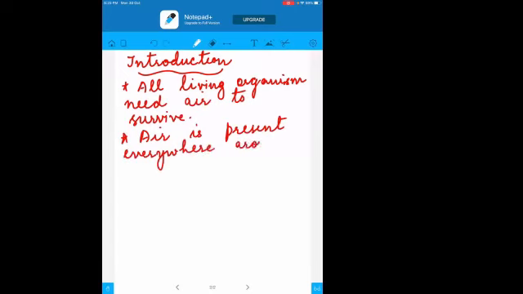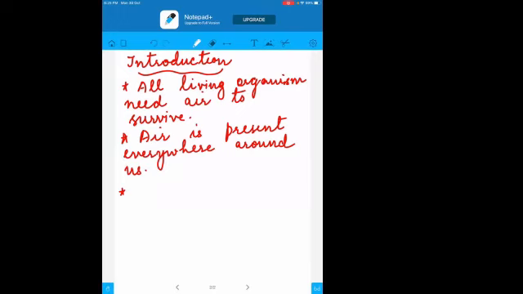Teacher, but air is not present in space. Yes, but we are not in space right now. But not everywhere. It's only present up to a certain altitude. Till the troposphere, I think. Correct. After that, when we go up, only nitrogen is present, where we can't breathe.